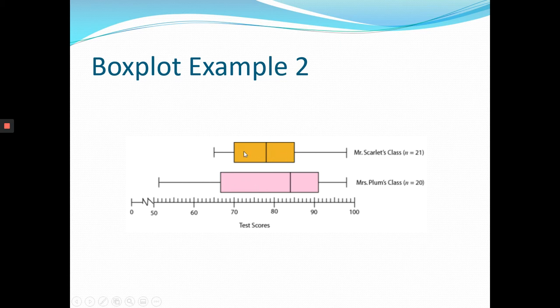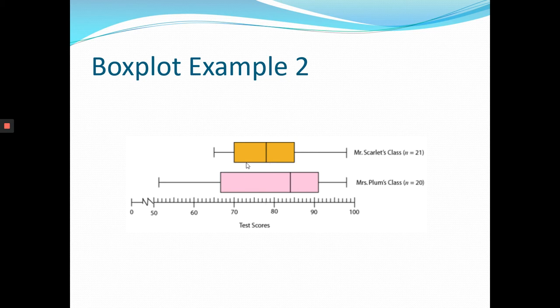And it's a very negative skew here. Mr. Scarlett, there's a little bit of a skew here, but the skew is really here. There's more of a positive skew. In terms of students who are getting higher scores, Mrs. Plum seems to be doing a little bit better. So for the top 50%, her top 50% is getting above 84. Mr. Scarlett's top 50% is getting about 78. So the top 50% of students are doing much better in Mrs. Plum's class versus Mr. Scarlett's class.